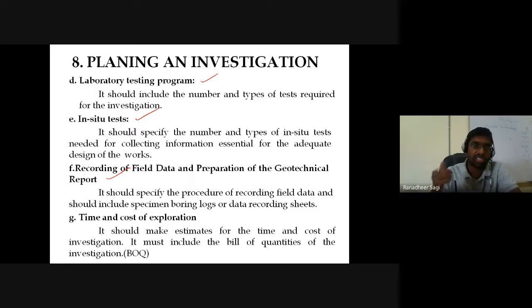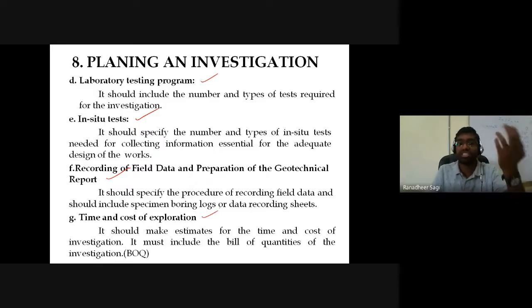All those test results are to be tabulated and listed. And if any field tests are conducted, what are those field tests? What are those test results that you have got? All of them are to be properly represented in your geotechnical investigation report. And what is the time over which your investigation is carried out? How much is the cost that you have incurred in the process of carrying out your geotechnical investigation?